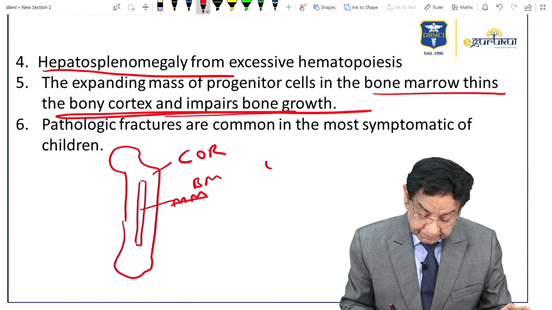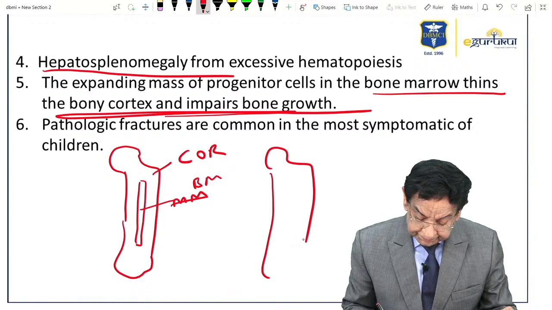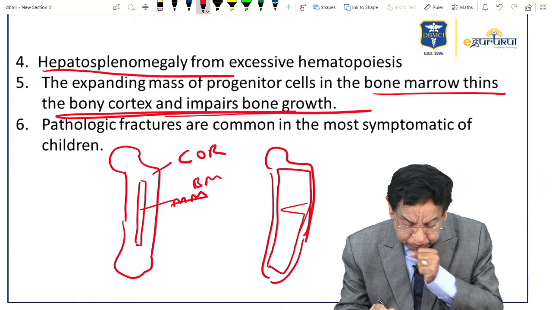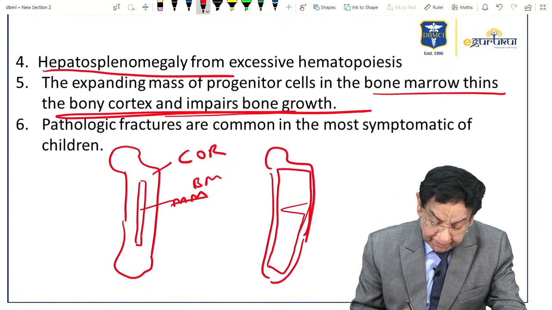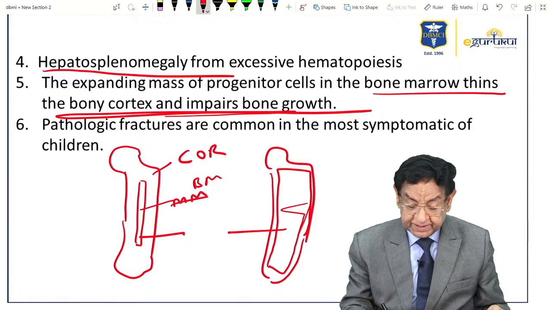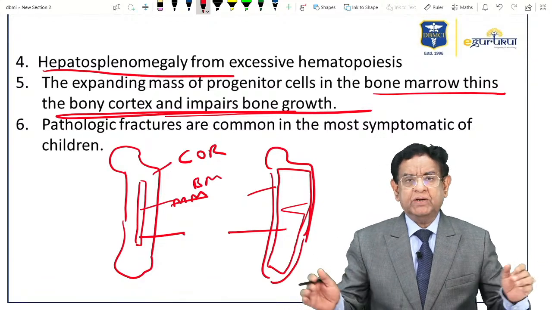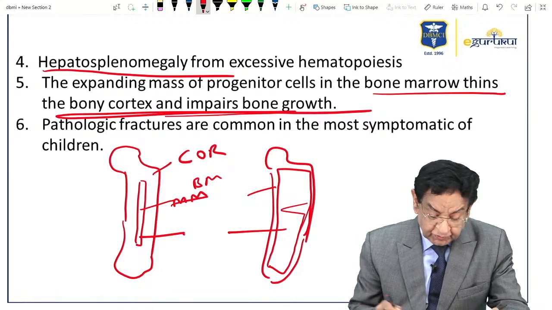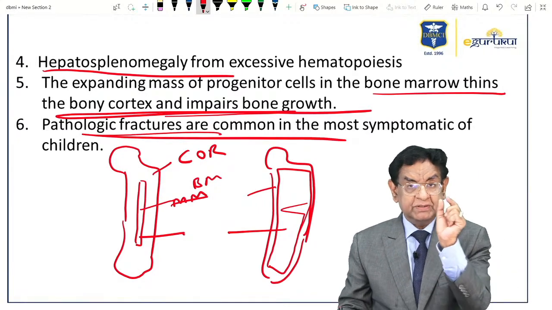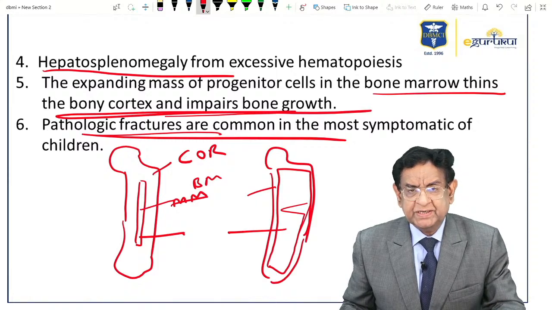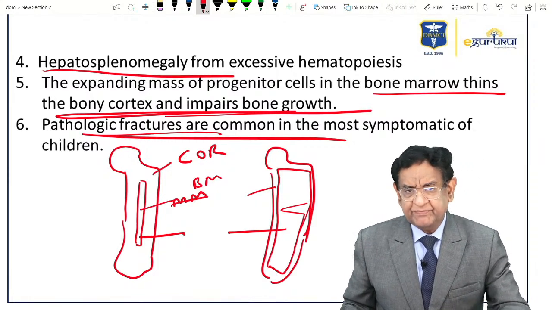But in thalassemia, this becomes like this. Just see. The bone marrow has expanded like anything. This cortex is reduced to a thin layer. So the message I want to convey is that in these cases, bone marrow hyperplasia occurs. And that's why pathological fractures are very common, because the cortex which gives strength to the bone is very thin. It is paper thin. Definitely, if it is paper thin, it can get fractured very fast.